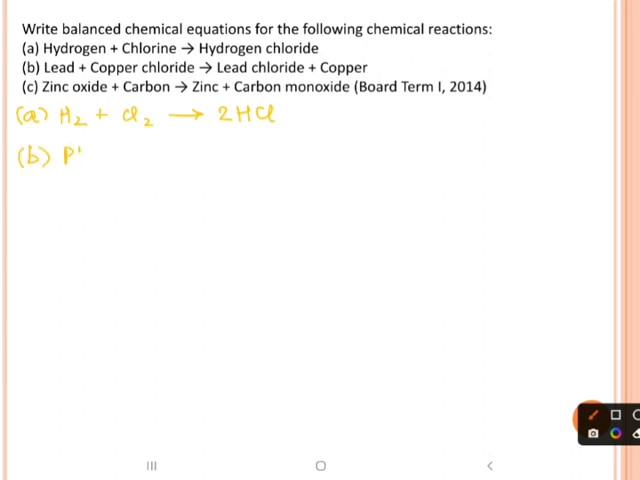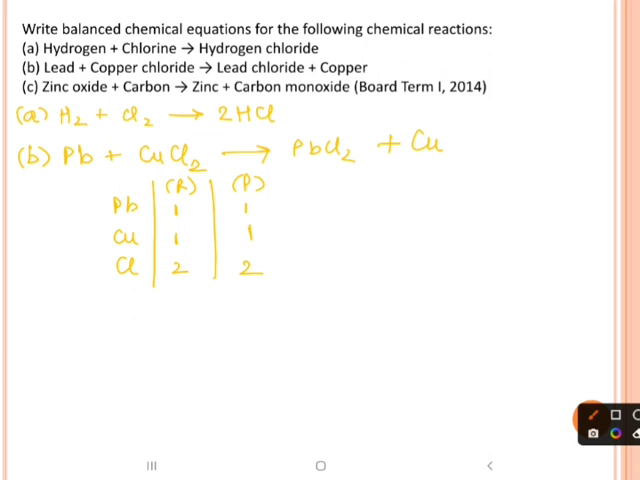We'll write this lead plus copper chloride. Do you know the formula of copper chloride? It is CuCl2. It gives lead chloride, that is PbCl2, plus copper. You have to learn this formula, and this thing has already been taught to you in your previous class. What we are going to do is check for lead, copper, and chlorine on the reactant side and the product side. Let us see. Lead is how much? It is 1 on reactant side and 1 on product side. Copper is 1 on reactant side and 1 on product side. And chlorine is 2 on reactant side and 2 on product side. So we can say that without doing anything, this equation is already balanced.